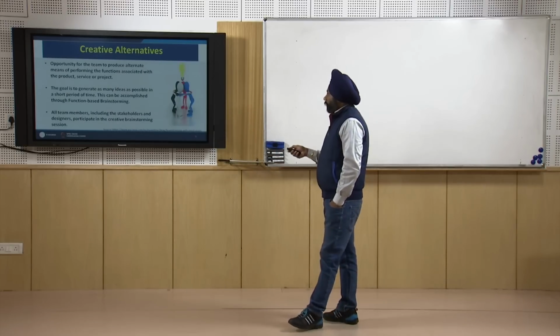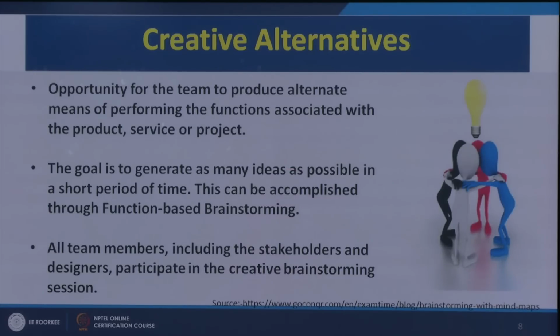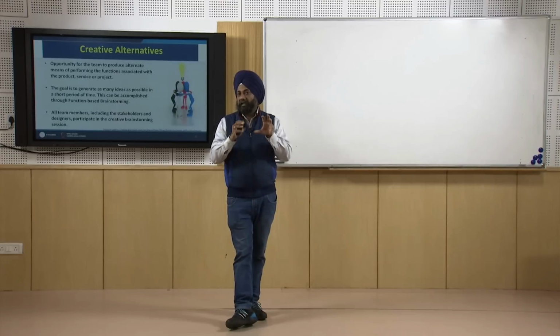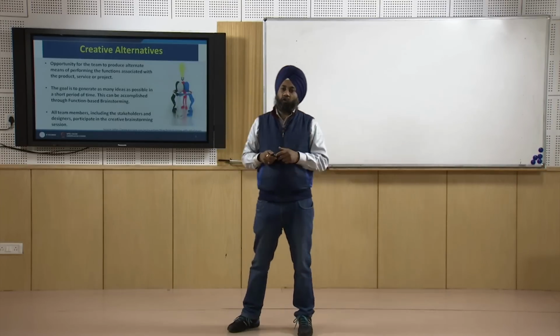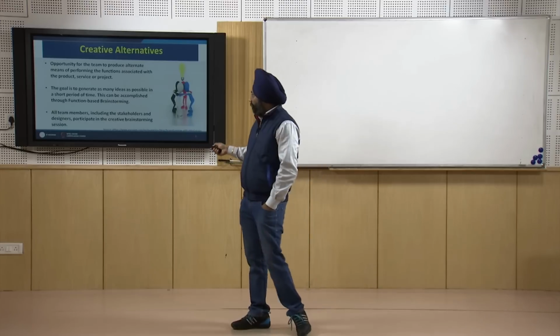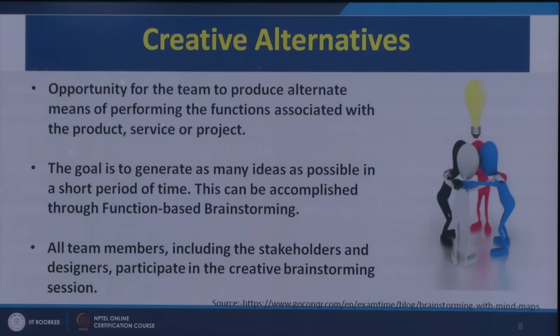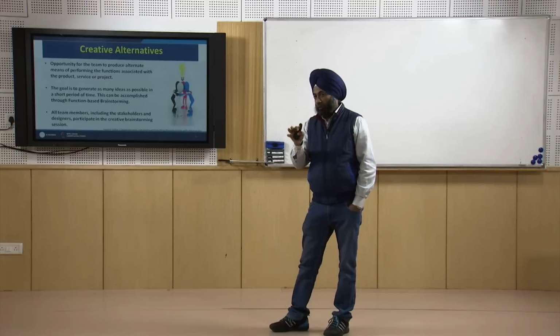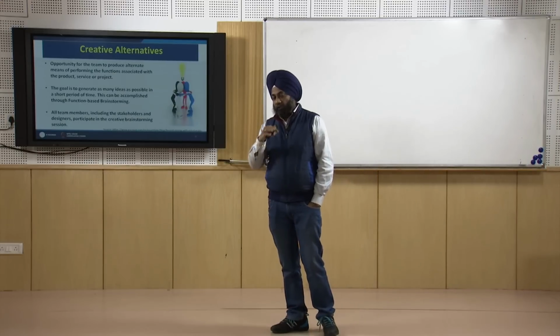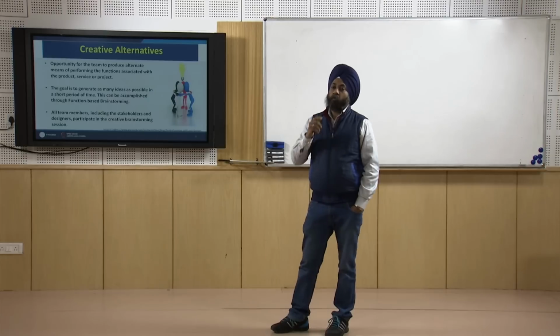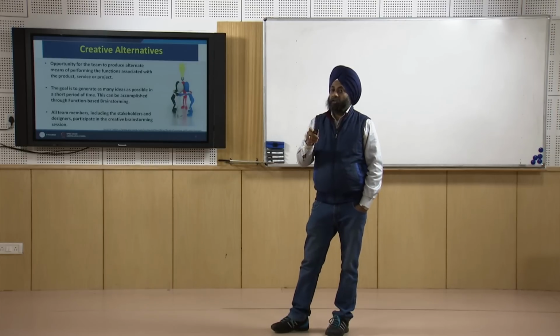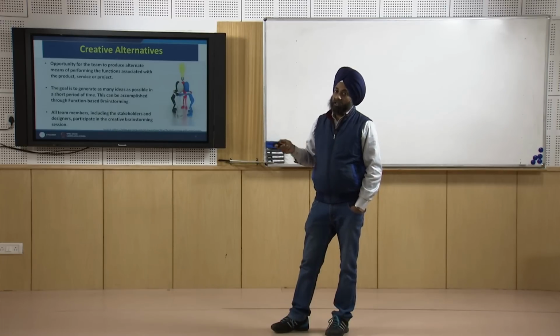Next is the creative alternatives, that is once you know what the functional requirement is, the next stage is that we have to look for the alternatives. Now what are the alternatives available? Let us see. The opportunity for the team to produce alternate means of performing the functions associated with the product, service or project. So during this stage the project team or the value engineering team has to look for the various alternatives for solving the desired function. The desired function has been listed already in the previous phase, that was the functional analysis phase.